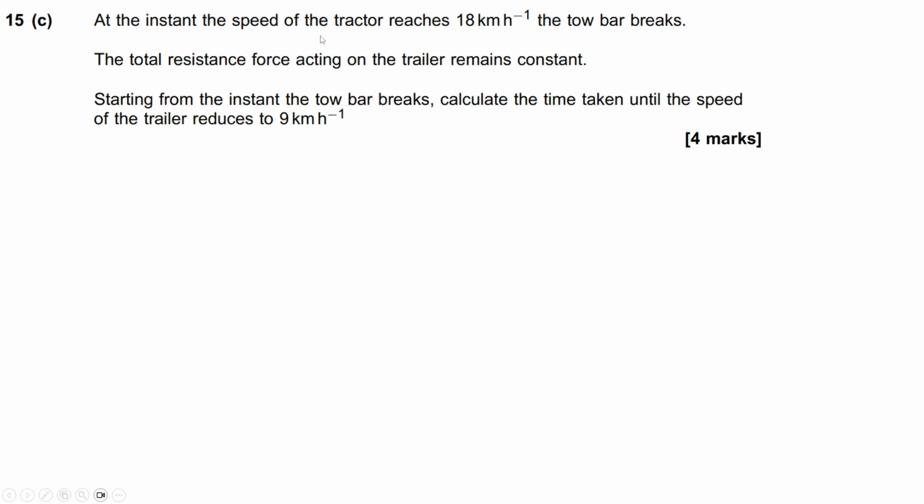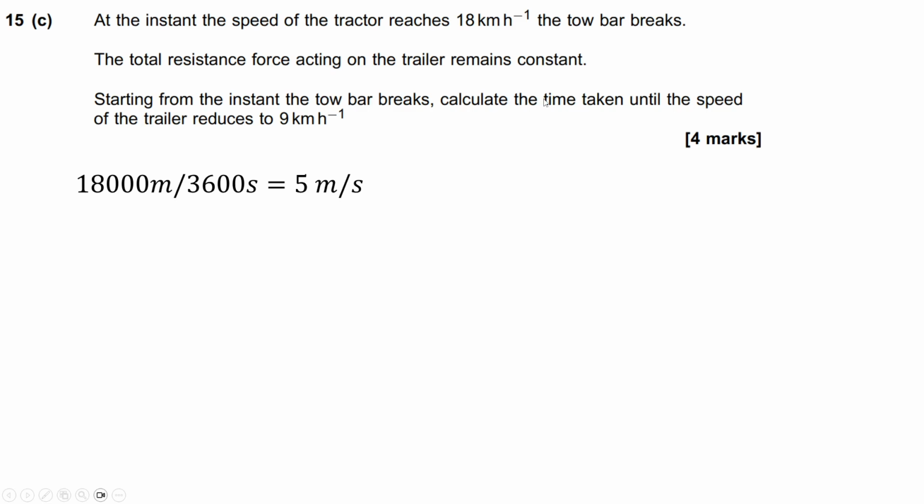And at the instant the speed... What? I just can't even read. At the instant, the speed of the tractor reaches 18 kilometers per hour. Okay, yeah, that's just written really weirdly. 18 kilometers per hour. We're using meters per second because it's SUVAT. I mean, you always use meters per second. This is 18,000 meters per 3,600 seconds. So it's this, which is just 5 meters per second.